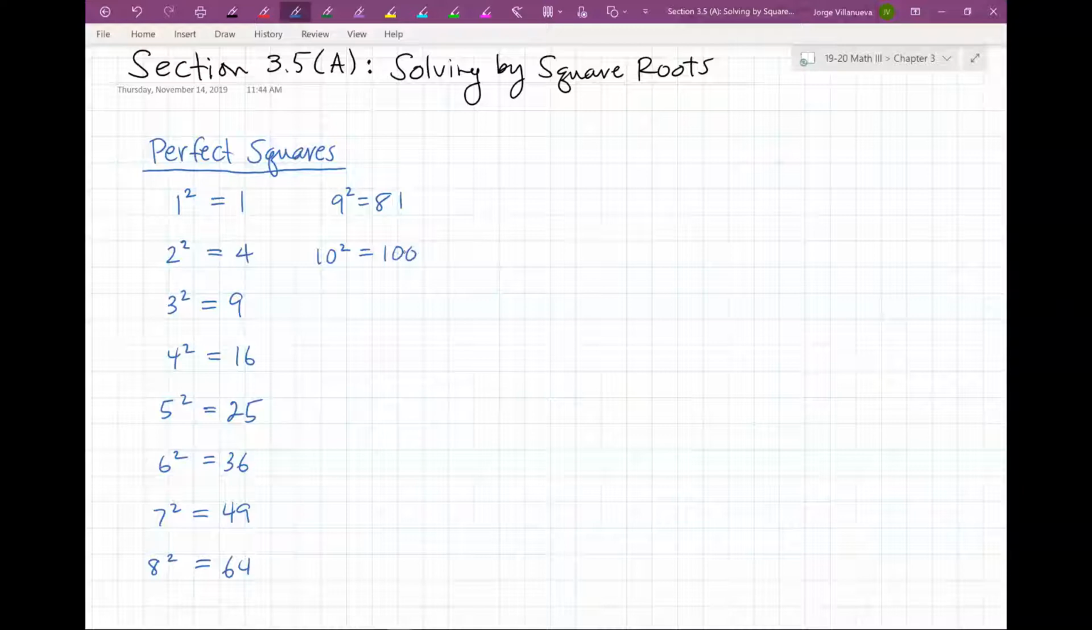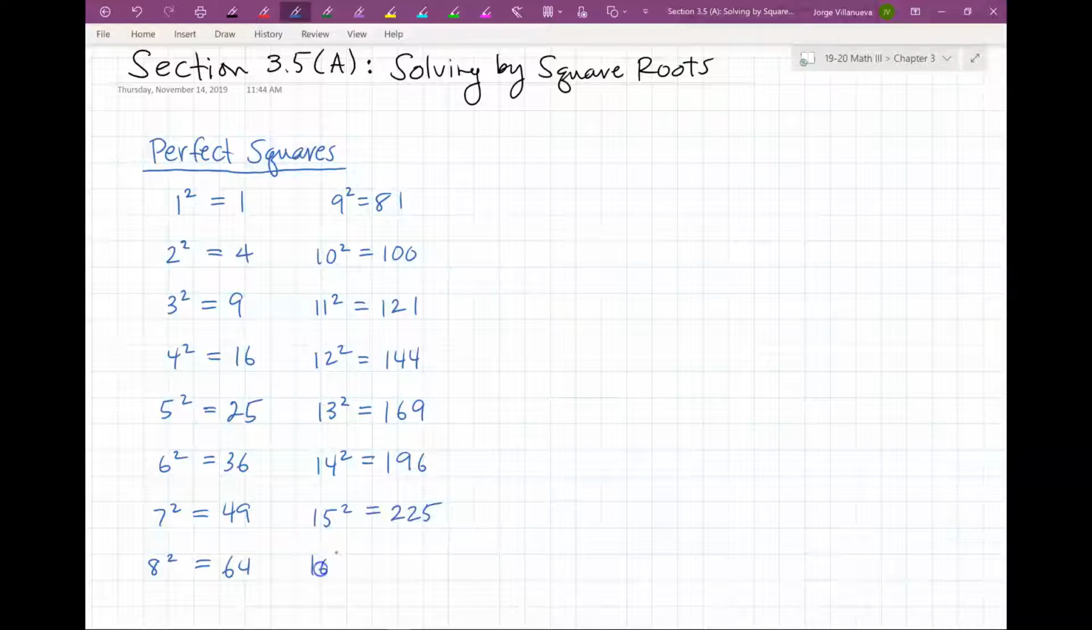No problem, right? 11 squared, 121. 12 squared, 144. 13 squared, 169. 14 squared, 196, 15 squared, 225, and 16 squared is 256.